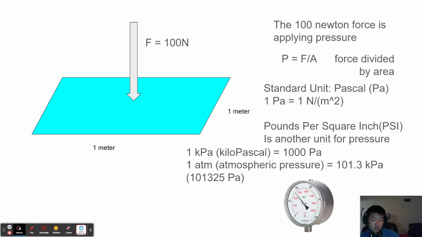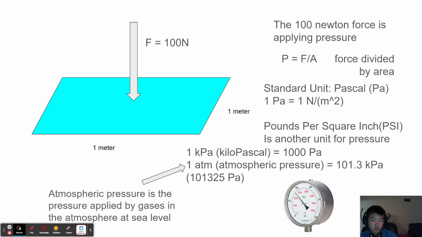1 kilopascal, denoted by its prefix kilo, is 1,000 pascals, and the atmospheric pressure at sea level is 101,325 pascals, or simplified is 101.3 kilopascals. Atmospheric pressure is the pressure applied by gases in the atmosphere at sea level. We'll go further into this later.